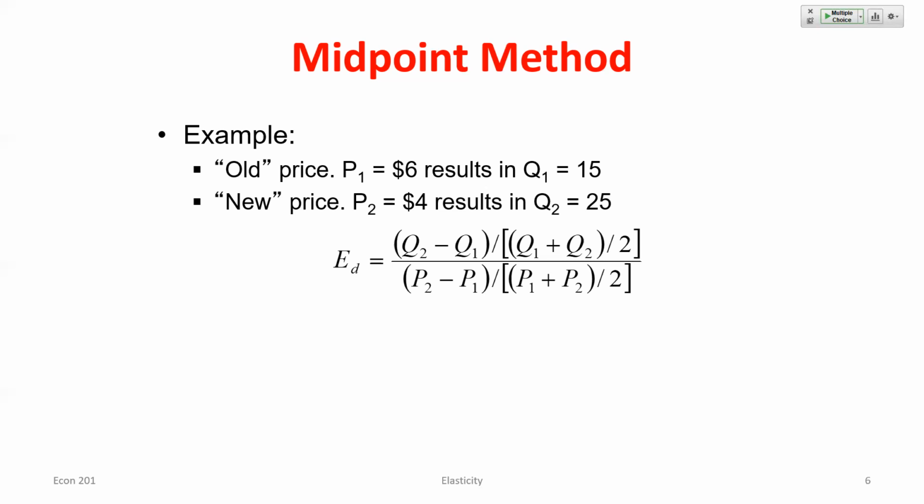So that's our numerator. I'm then going to divide that by the change in prices, right? So I take my second price minus my first price, so 4 minus 6. I then divide that by the average price between those two values. Once again, it's pretty easy here to see the average of 6 and 4 is simply 5.